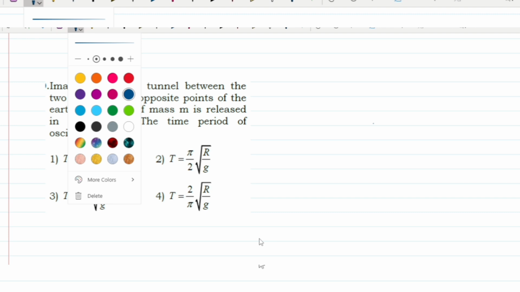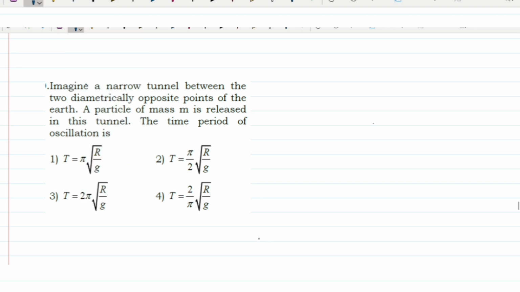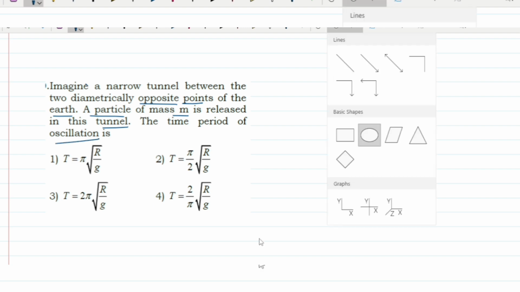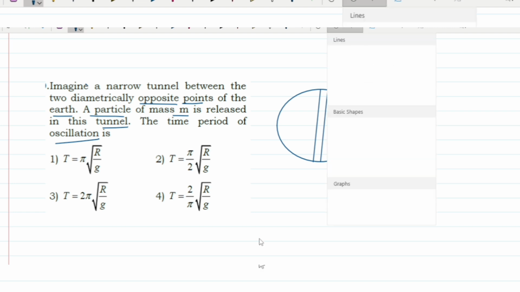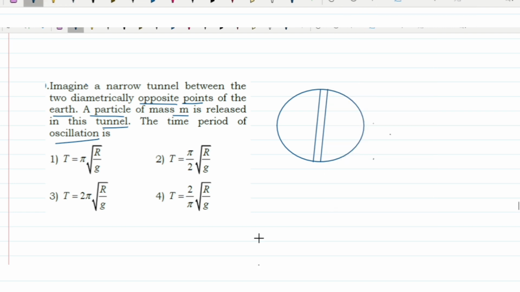So let us see the next question, students. Imagine a narrow tunnel between two diametrically opposite points of the Earth. A particle of mass m is released in the tunnel. They are asking for the time period of the oscillation. Here, this is the Earth you are taking, and you are making a tunnel in diametrically opposite directions. You are making a tunnel and releasing a body.